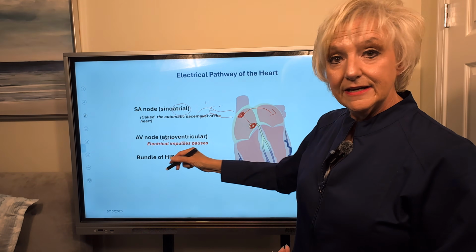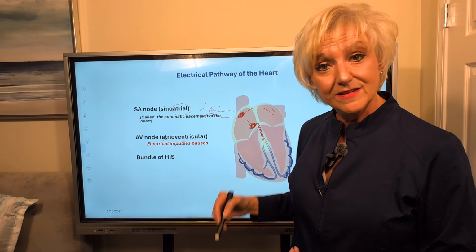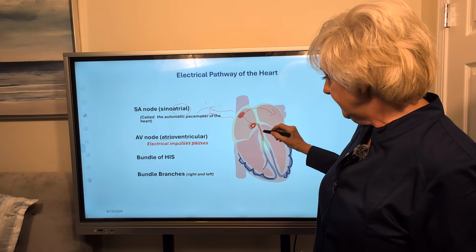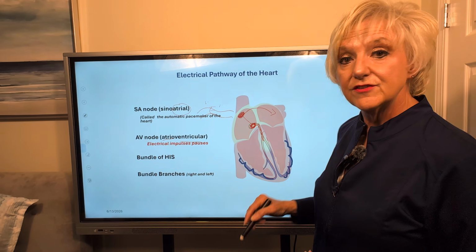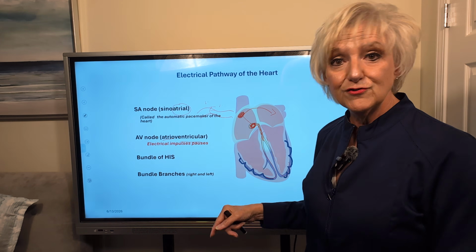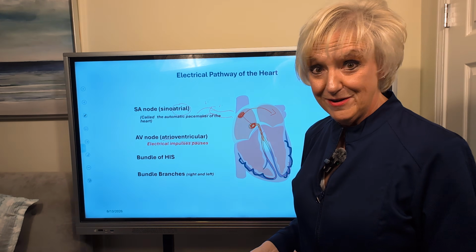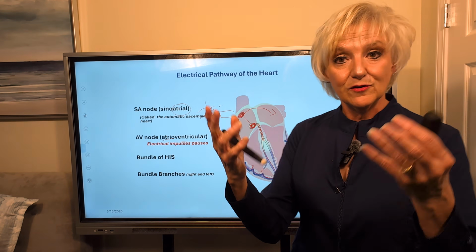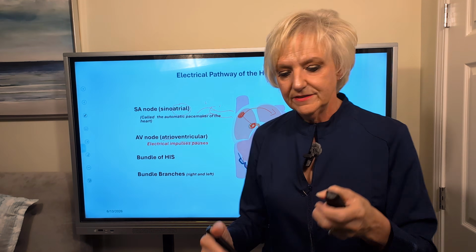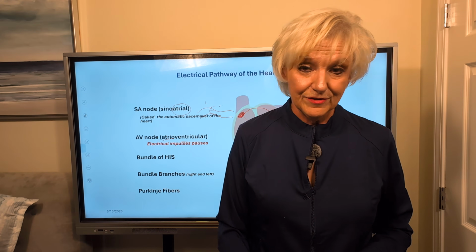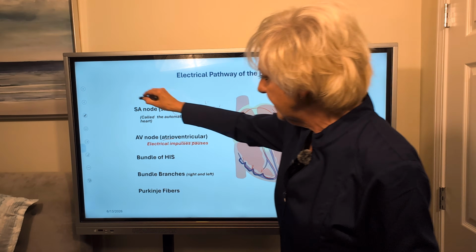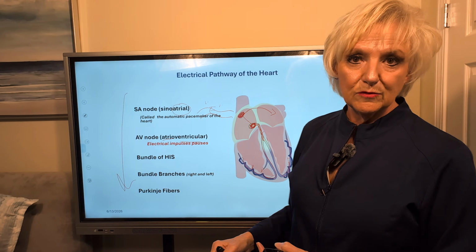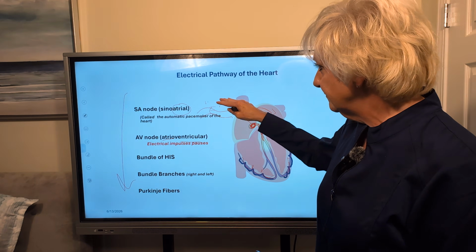When we send it on, it goes right down the middle, called the bundle of His. Then we're going to branch off, called the right bundle branch and the left bundle branch, so we can talk to the right ventricle and the left ventricle at the same time. Then we're going to reach down into the ventricular muscle with little finger-like projections called the Purkinje fibers. And that is the pathway from top to bottom that our electricity flows, because that's the direction blood flows, from top to bottom.